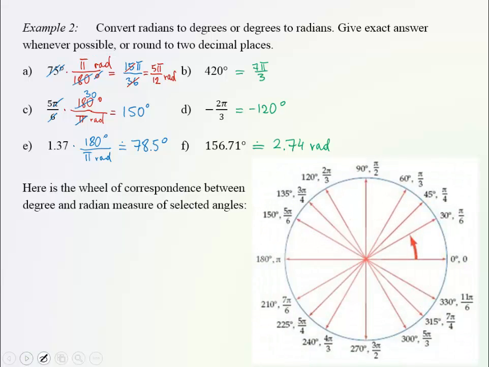And here we have a wheel of correspondence between degree and radian measure of some angles. So those are the most often used angles like 0, 30, 45, 60, 90, and then corresponding angles in the other quadrants. So try to get familiar and more fluent in conversions between the degrees and radians. That will be very important for the future lessons.